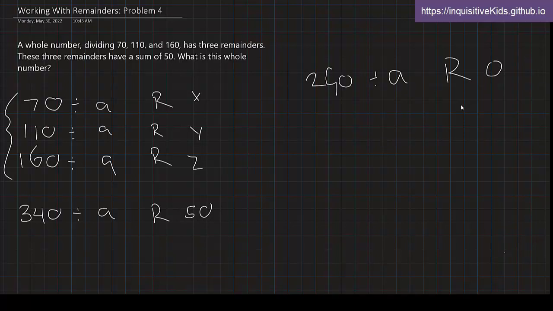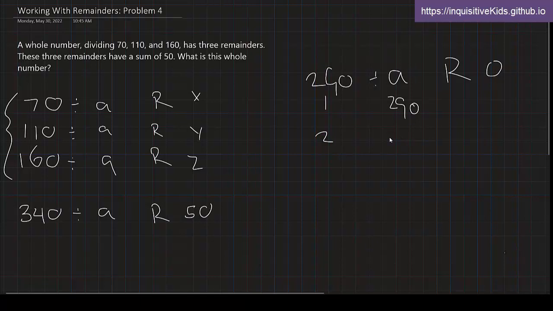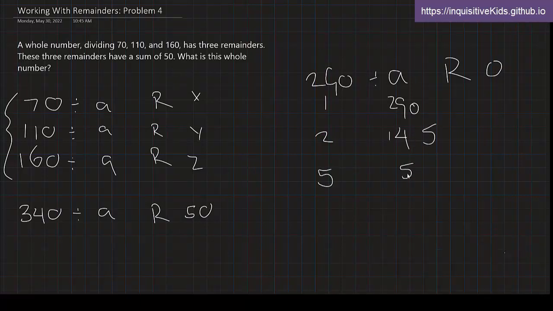So what are all the factors of 290? Well, there's 1 and 290, 2 and 145, 5 and 58, and 10 and 29. So these are all of the different factors of 290. Well, first, 1, 2, 5, and 10 are not possibilities for A because they're simply too small.